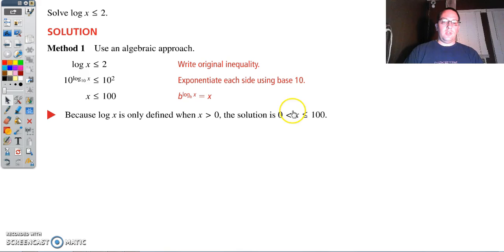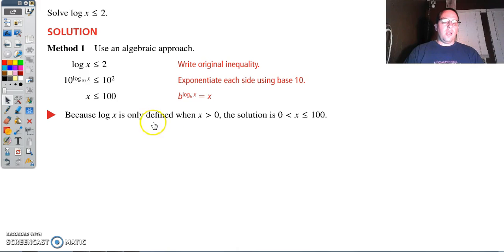Notice this one is always going to be less than. This one could be equal to depending on the original problem. So since this one's equal to, x is less than or equal to 100. But the 0, it's always going to be less than x, not less than or equal to x.